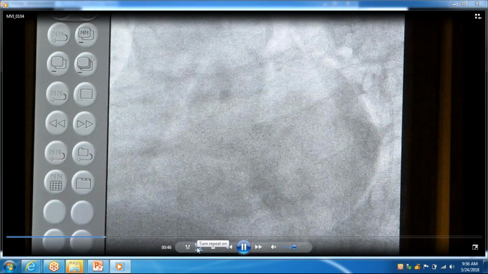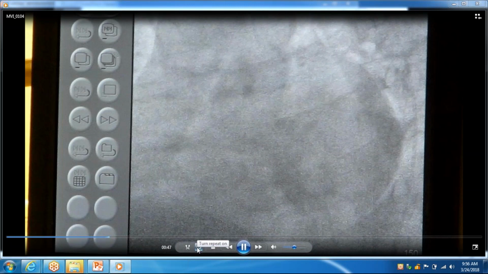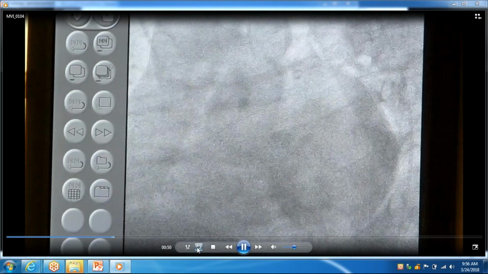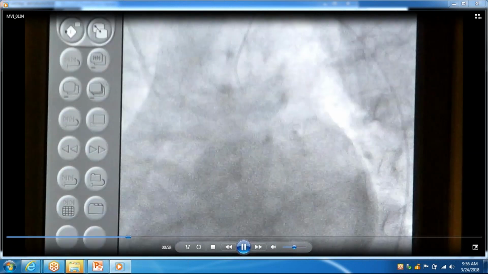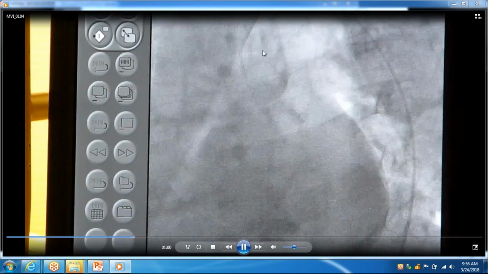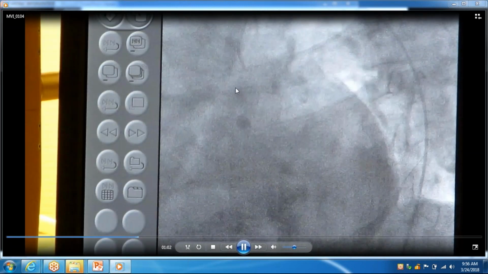Sorry, that was our left Judkins catheter. So that's our left Judkins catheter, and we're going to cannulate the left main. You have to look, see what you're doing. So the shape of this curve, it's the left Judkins catheter. We cannulate the left main coronary artery.